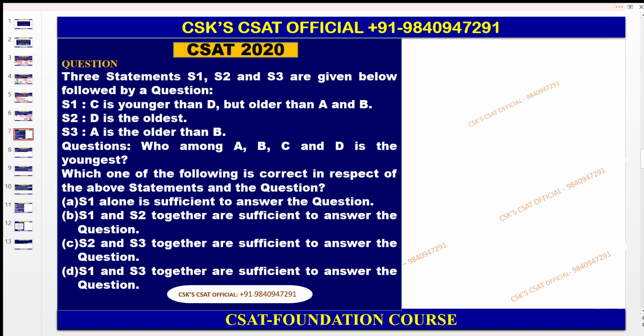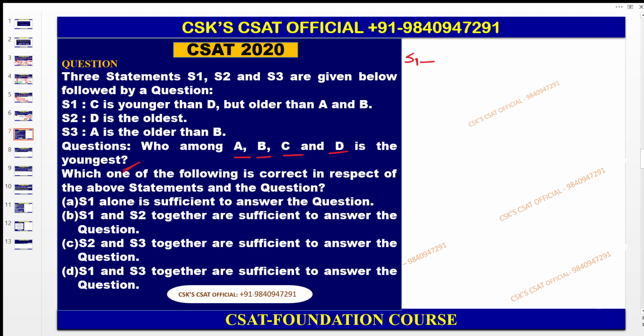Yes, this kind of question plays a very vital role. Nowadays, data sufficiency based questions play a very vital role. They will give you statements and they will ask you a question. You have to choose which of the following is correct with respect to the statement and the question. Now, let us go on with statement number 1. The question here is, who among A, B, C, D is the youngest? We have to find out the youngest one.